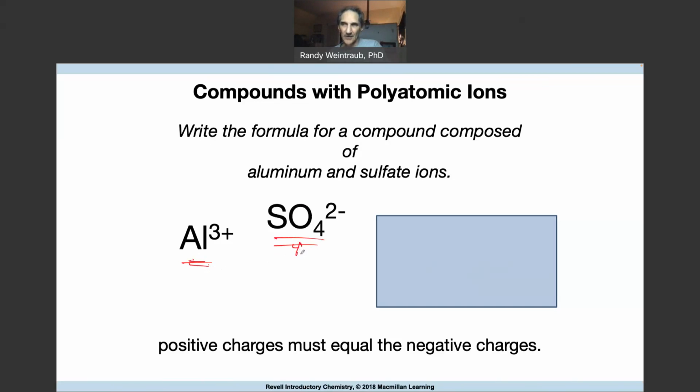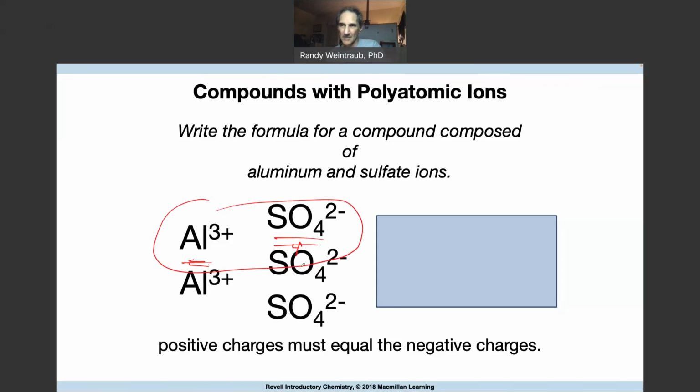To make the positive charge cancel with the negative charge, we need to think how these 2 ions will combine to form a neutral formula unit. And the answer is with 2 aluminums and 3 sulfates, forming aluminum sulfate, and here's the formula unit for that.